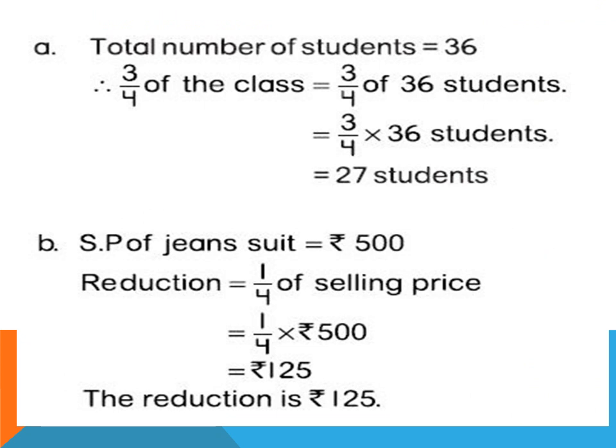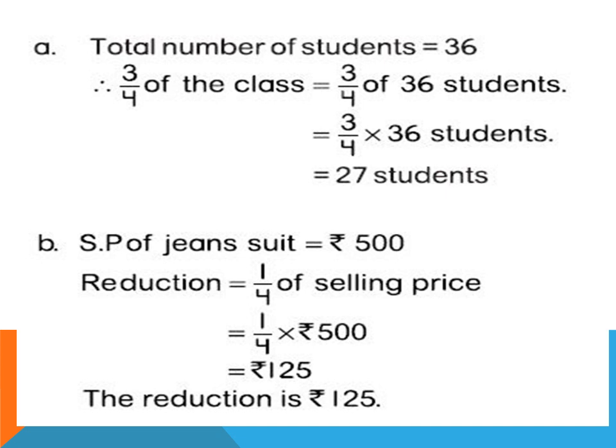So these are the answers. Answer number A, total number of students were 36. 3/4 of the class will be 3/4 into 36, which will give you 27 students. So 27 students went for the music class.